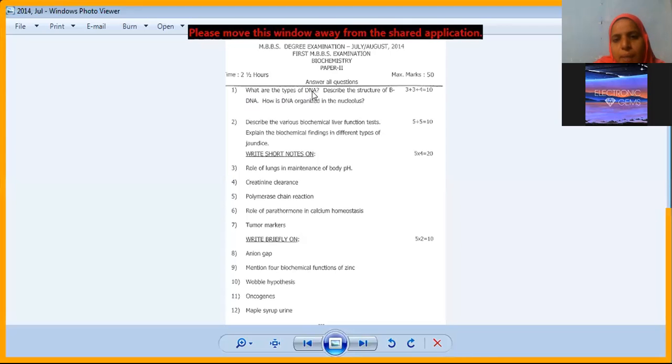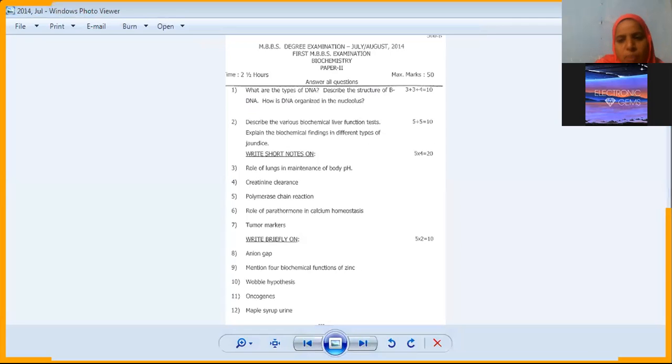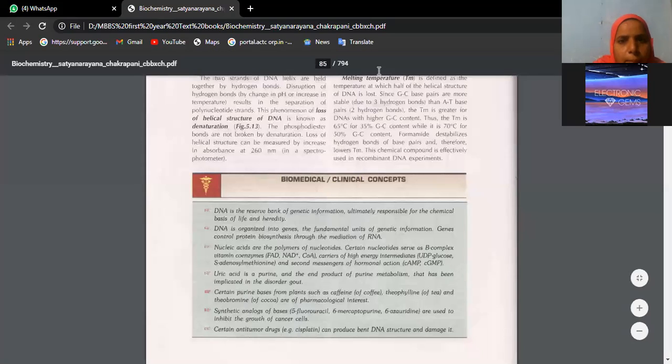So what are the types of DNA? Describe the structure of DNA. How is DNA organized in the nucleus? It is, of course, set in the form of coiled chromatin, chromosomes, chromatin. Yes.